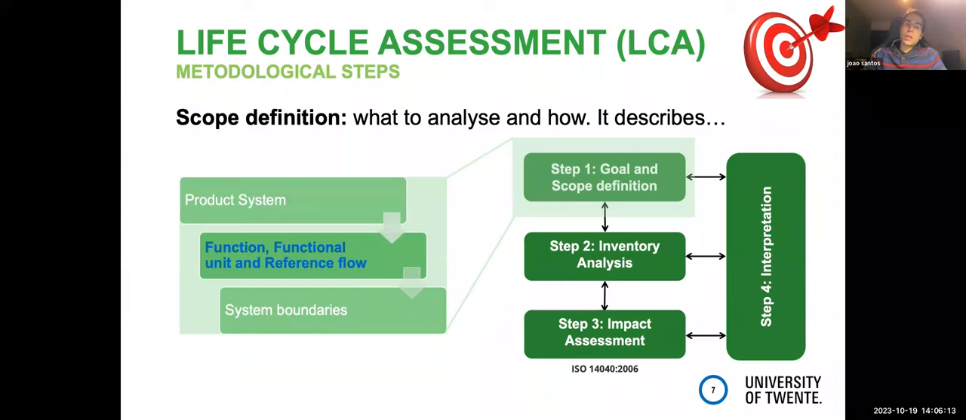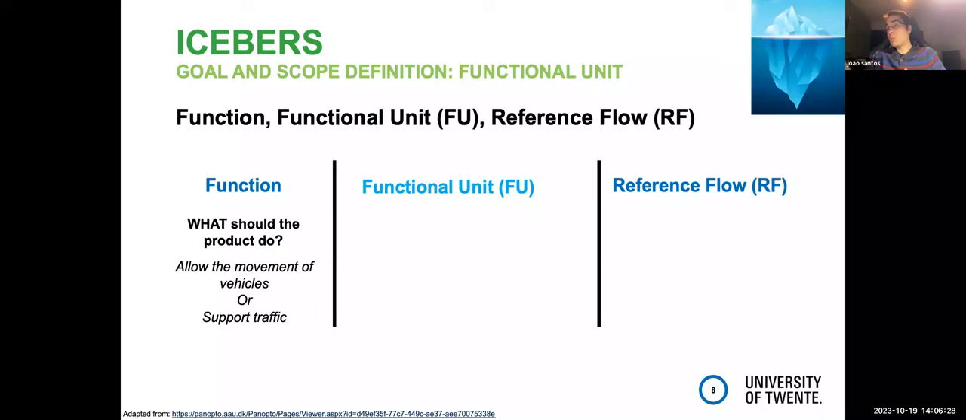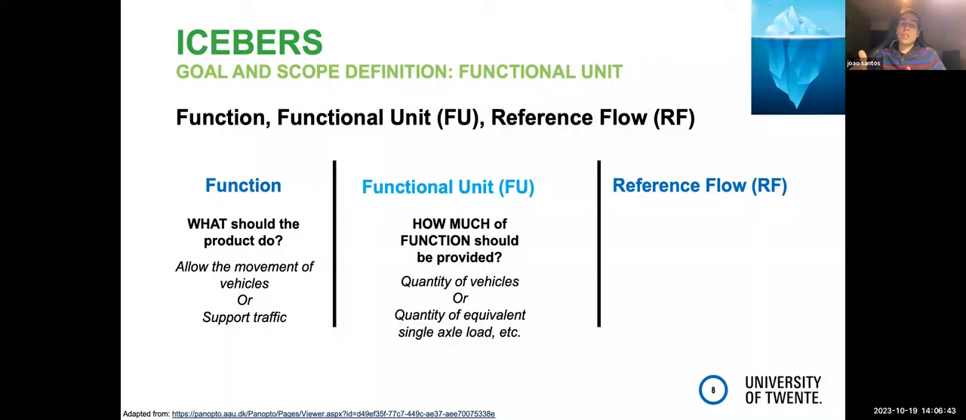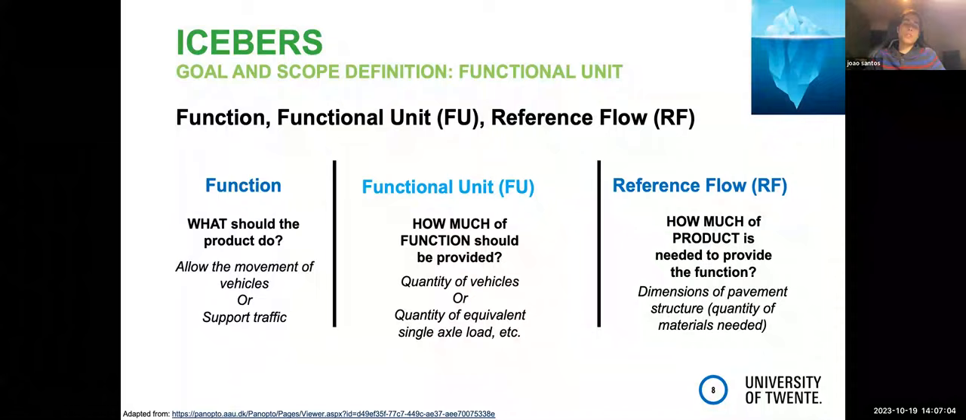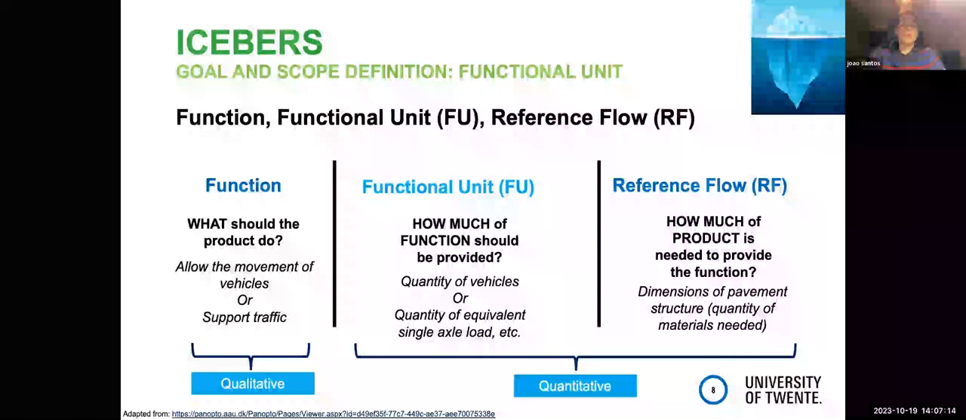The function, functional unit, and reference flow are the answers to three main questions. The first one is, what should the product do? In the case of pavements, it's to allow the movement of vehicles, support traffic, or an equivalent function. Then we have the functional unit, which should answer this question: how much function should be provided? This can mean the quantification of the vehicles or also the quantity of axles. And then we have the reference flow, which is basically how much product is needed to provide the function. This is related to the dimensions of the pavement. So the first item, the function, is usually described qualitatively, while the last two are quantified in a quantitative way.